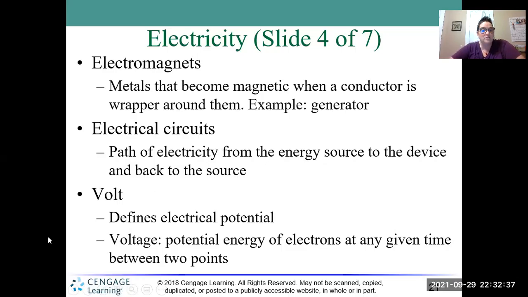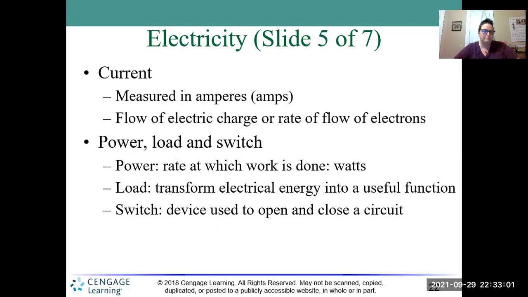And then of course, voltage is the potential energy of those electrons at any given time between 2 points. And so this defines that electrical potential. So when you talk about how many volts something is, that's the amount of energy that it can put off at any given time. That's the potential of it. And you'll generally see 110s used in the OR and then some 220s.